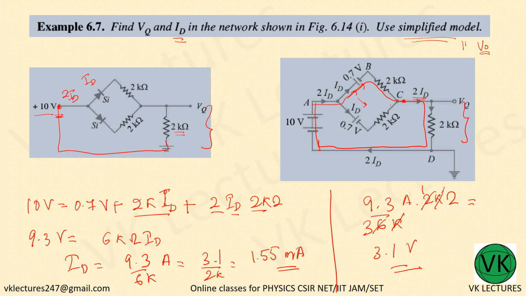Wait. Now this is not actually right. What is the current passing through the 2K ohm? This is 2 ID. 2 times ID is the current passing through this one. So it has to be 2 times ID. So multiply by 2, you get 6.2 volt. Sorry for that mistake. I hope you understood. ID is the current passing through these places. Across this 2K ohm, it is 2 times ID. I hope that point is clear.